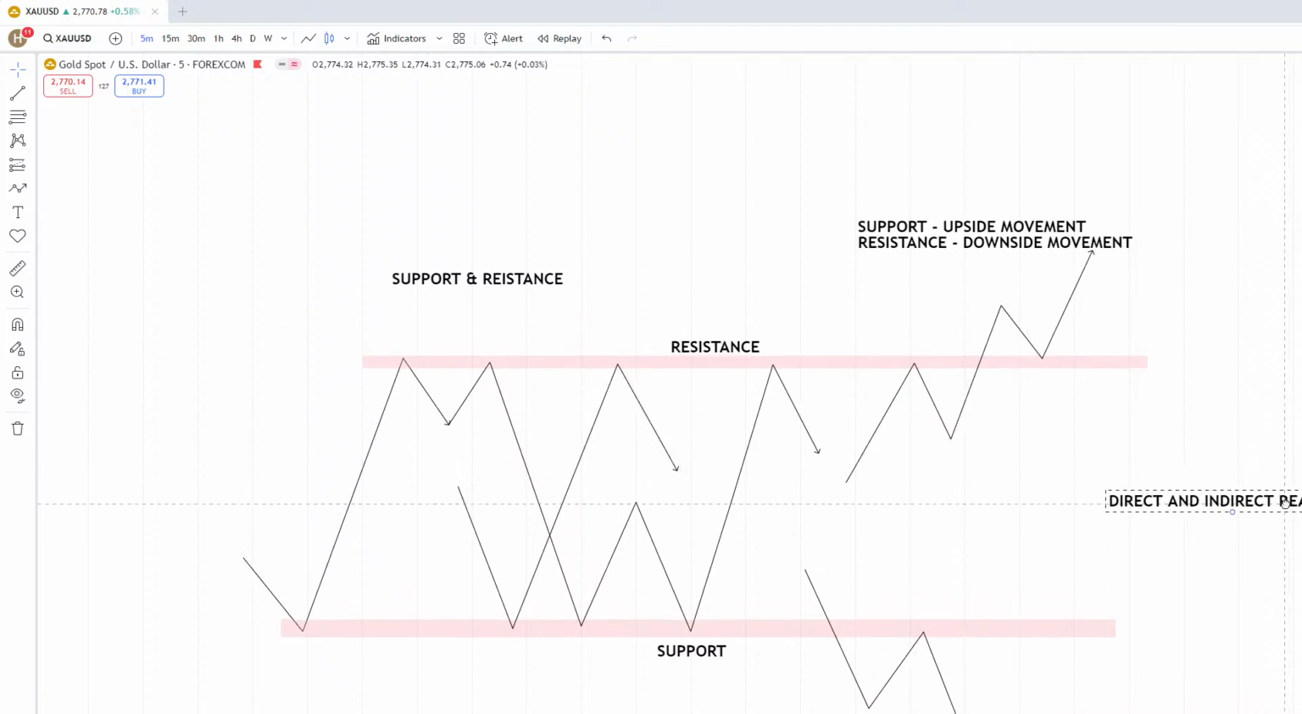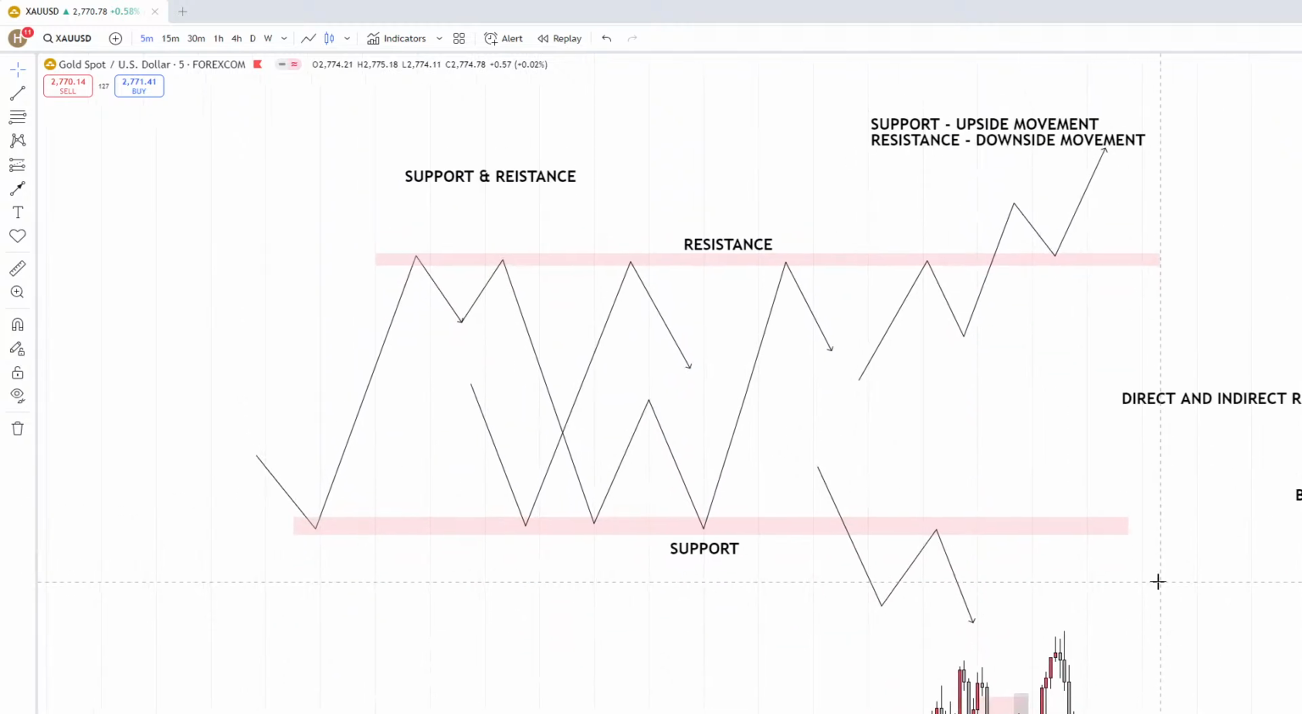Yeah, so this is basically it. This is the direct and the indirect reaction. We have the direct reaction when price touches your support and goes up directly, or price touches your resistance and comes down. Do you understand? But when price breaks your resistance and comes back to retest it, that's what we call the indirect reaction. The indirect reaction is also known as the break and retest.